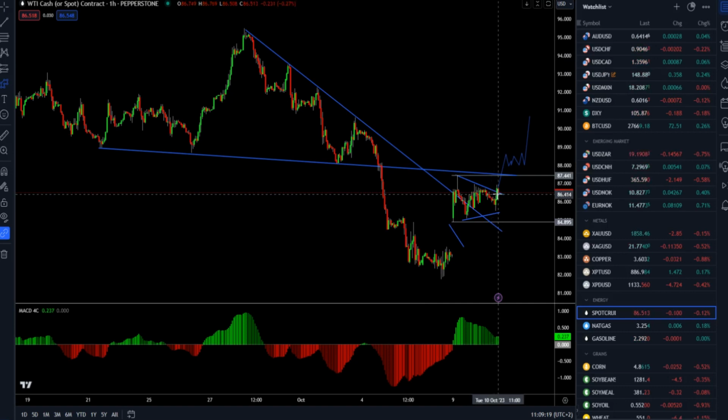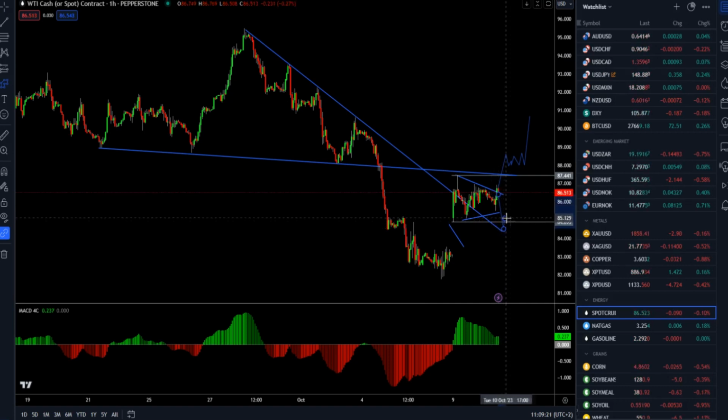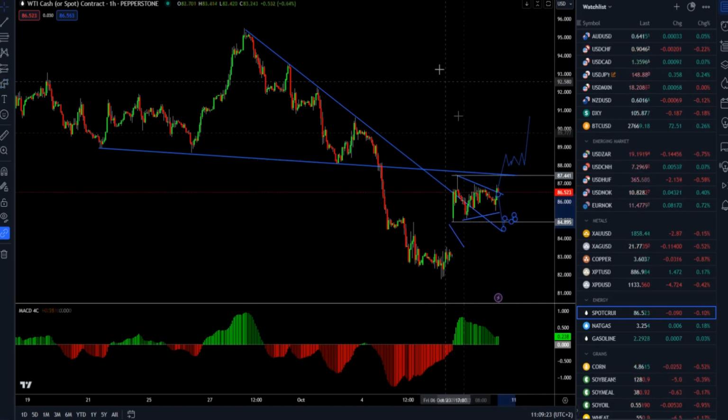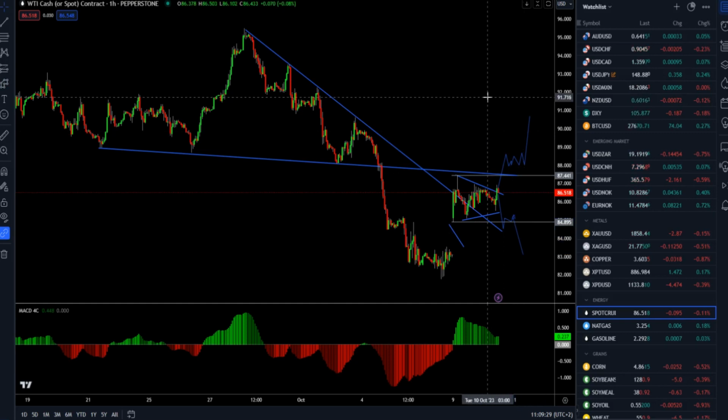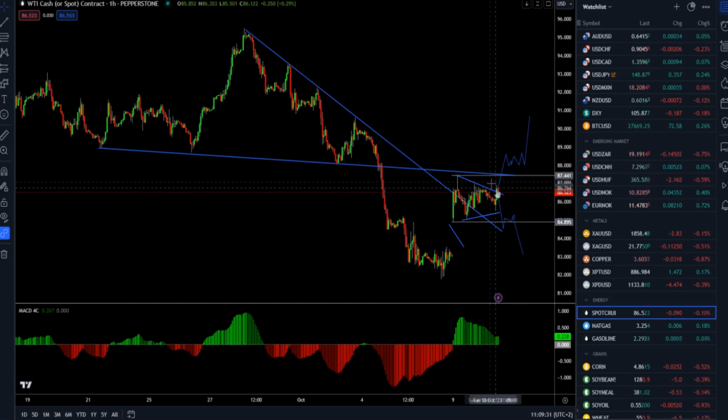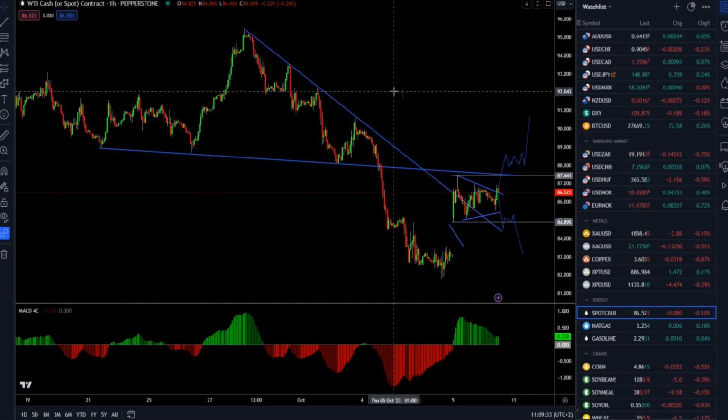For the downside, obviously, the market will clear the low and build a lower distribution or so, and then there is potential to fill the gap and potential to go towards the 83.30 mark. So we will see how things will unfold, but those are the scenarios that I'm watching.